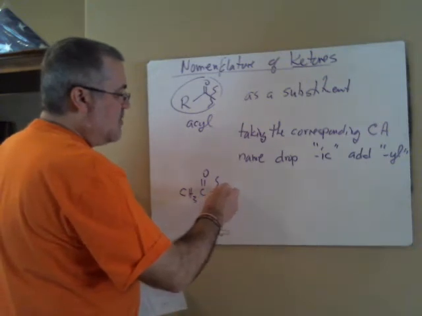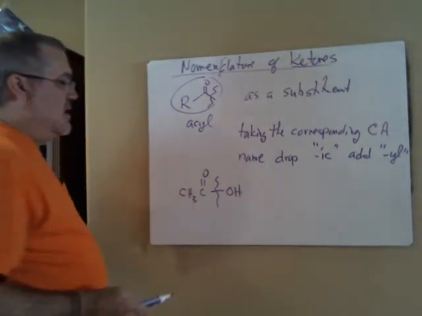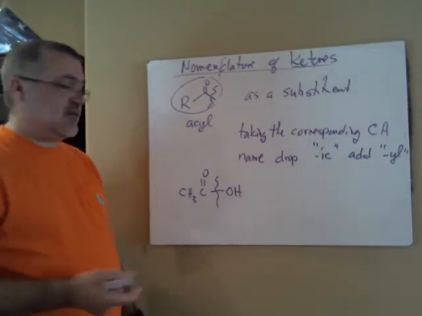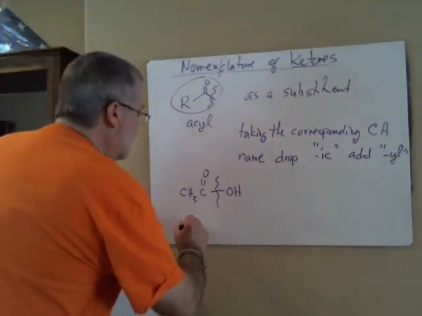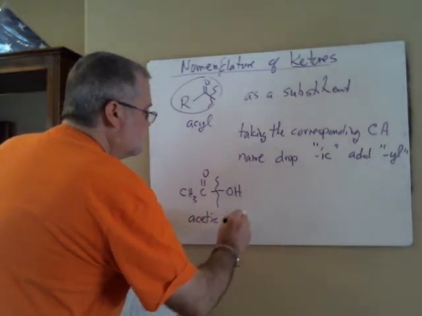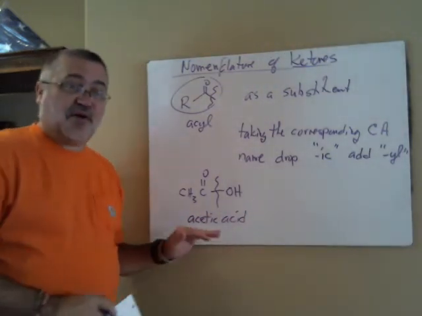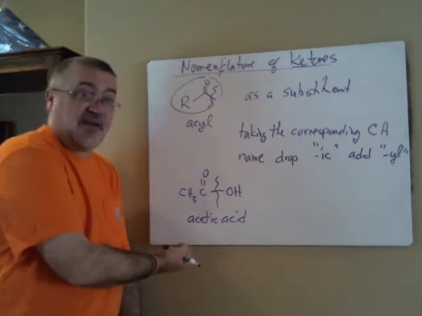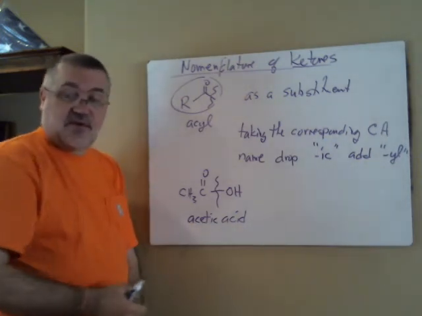What you do is you imagine what the name would be if you had the OH there. That would be the corresponding acid. And we all know that as acetic acid. Even though we haven't talked about carboxylic acid derivatives, all of us know acetic acid. That's a carboxylic acid, and that's the name of it.